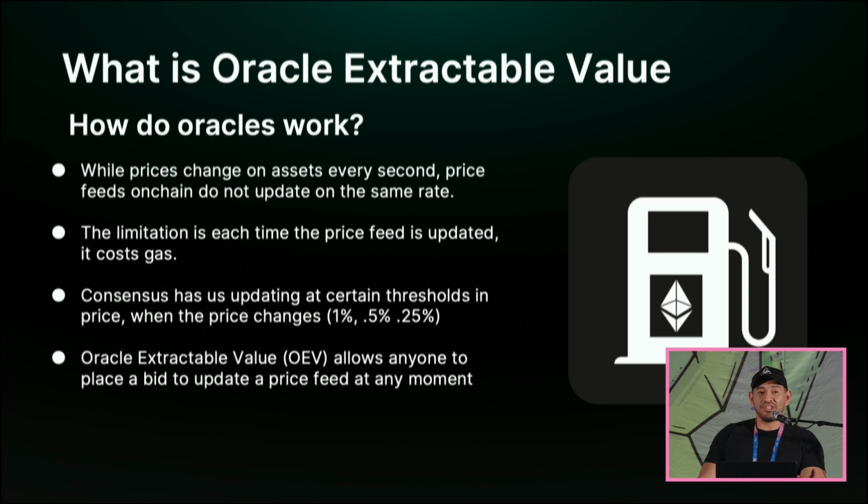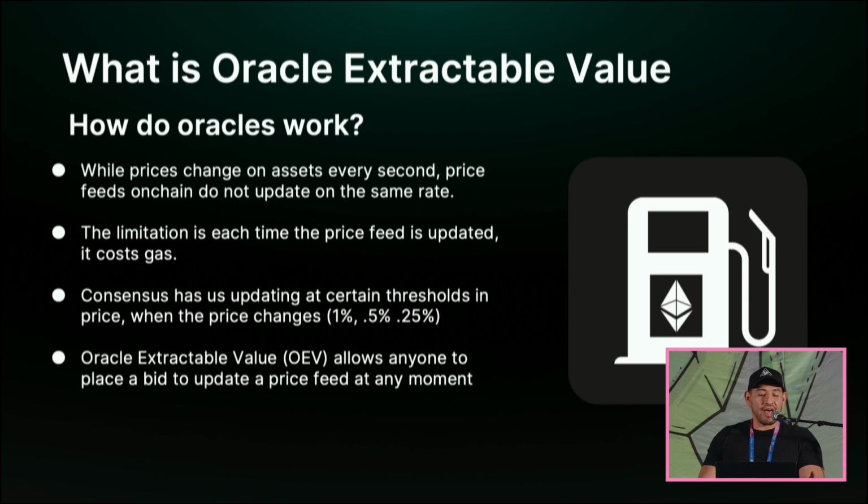But that doesn't happen on chain, because the limitation for us on chain is that every time you make that adjustment, it costs a transaction fee. So during a bull run, when Gwei is up to 200 Gwei, it costs a lot of money to update a value on chain. So consensus has us do this at a certain threshold. When there's a difference in price, like 1%, 0.5%, 0.25%, then we can update that price on chain, and then you can use it.